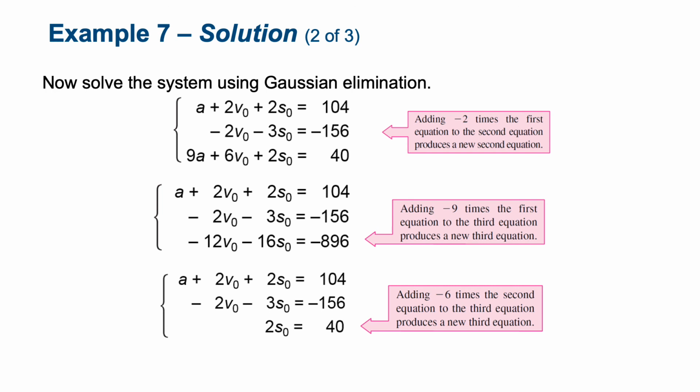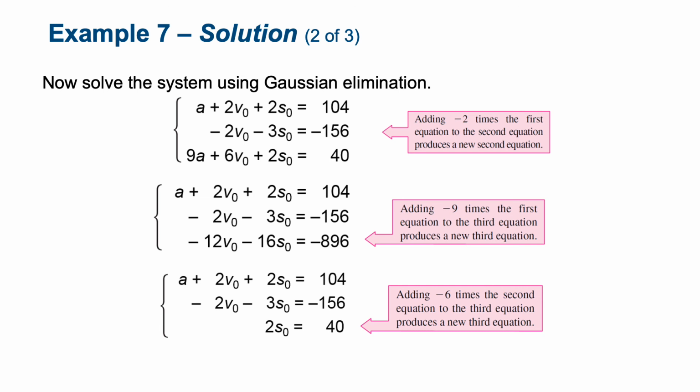So how we solve it, well, of course, we can use Gaussian elimination. If we take the first one, multiply by 2, add to the second one, you get negative 2v naught minus 3s naught is equal to negative 156. So you can try this out on your own, okay? Starting with the original, multiply the first one times negative 2, add them together, and then replace the second one. And then here, let's take this first equation again, multiplied by negative 9, and then add it to the third one.